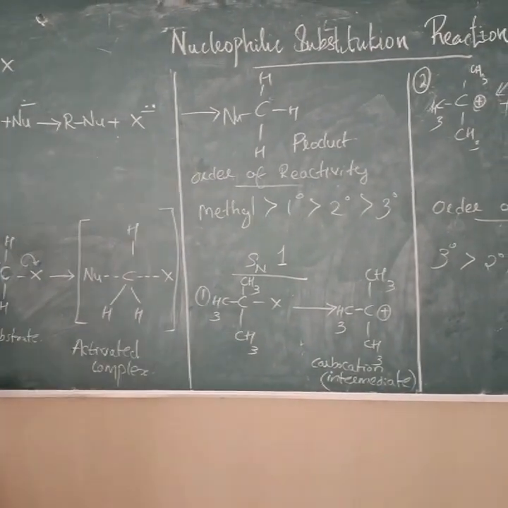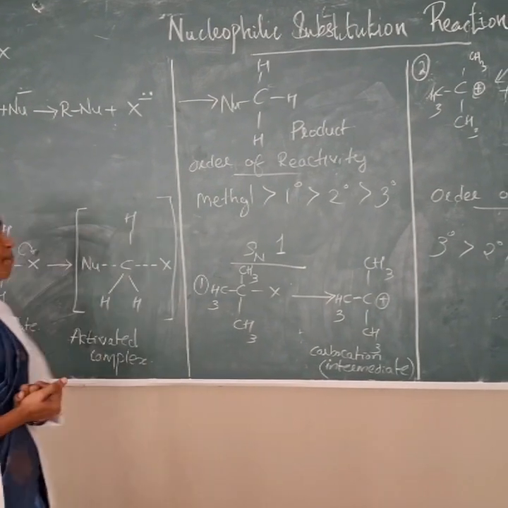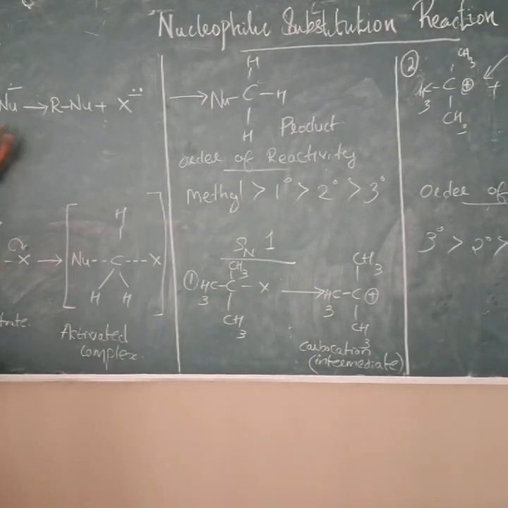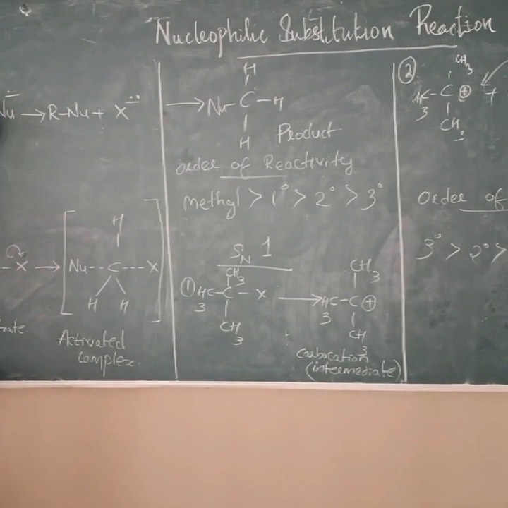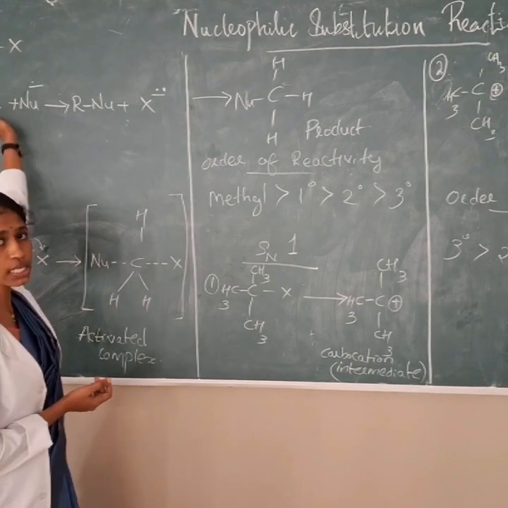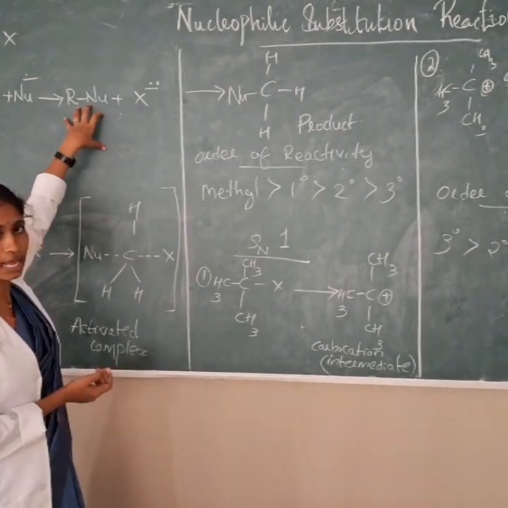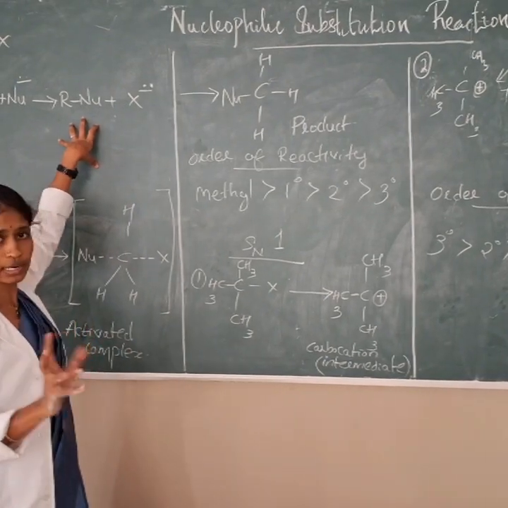And the nucleophilic substitution reaction takes place in these alkyl halides. This is the general reaction. In the case of alkyl halides, the nucleophile will react with the alkyl halide, and the halogen is replaced by the nucleophile, and the substitution product is produced. This is the actual reaction.